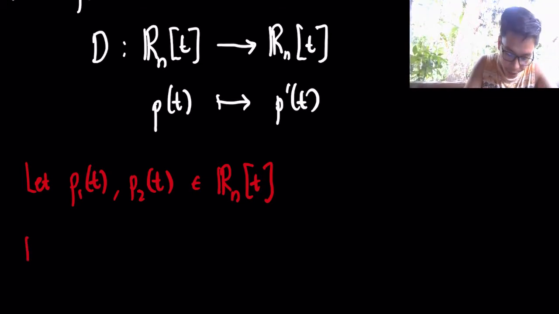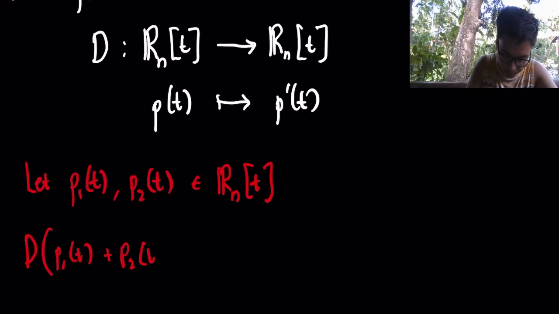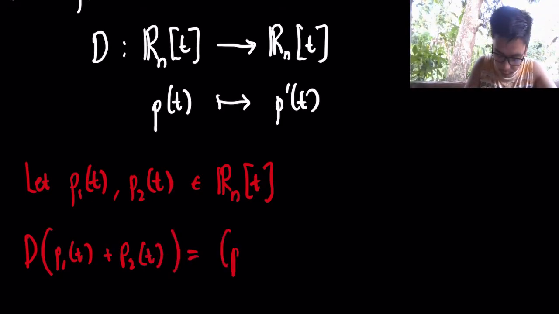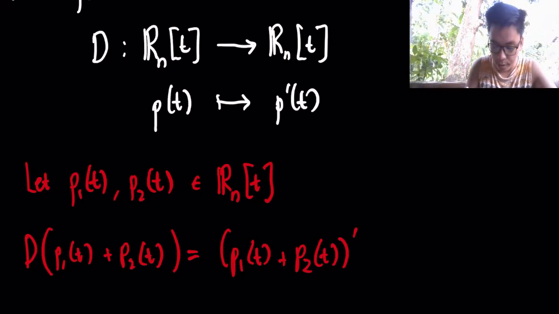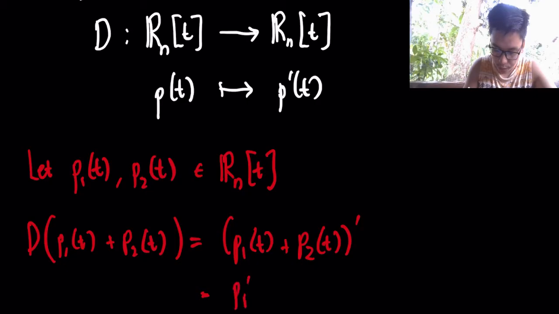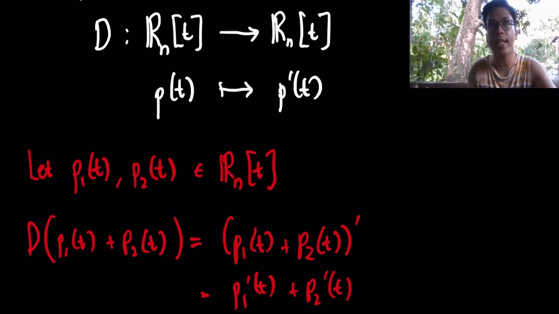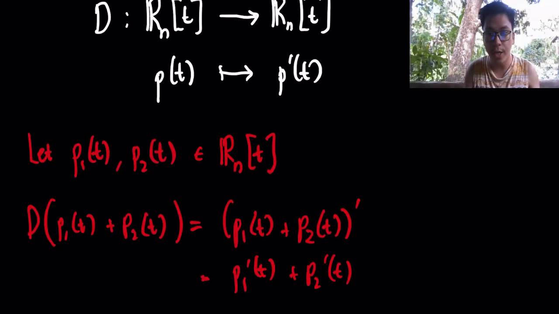Okay, now observe that if I take D of p1 of t plus p2 of t, that's actually the derivative of the sum here. And it's already established in our basic calculus that the derivative of the sum is actually the sum of the derivatives. So I would get this one. This is pretty obvious because it's explained in basic calculus that when we take the derivative of the sum of two polynomials, we get the sum of the derivatives of the two polynomials. So basically, condition 1 here is already proven.